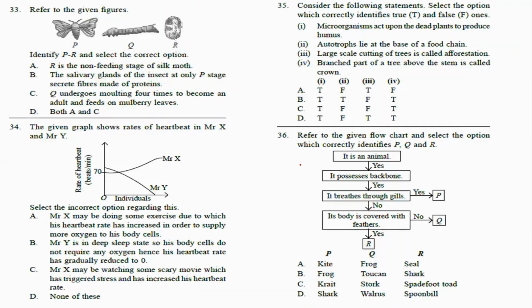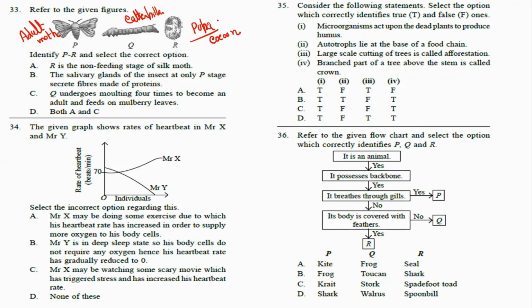Coming to question number 33. Refer to the given figure. So in this given figure, we have P, Q, and R. P, we can see, is the adult moth. Q is the caterpillar, right? And R is the pupa stage, that means when it has produced the cocoon. So we have to find the correct option here from P to R.